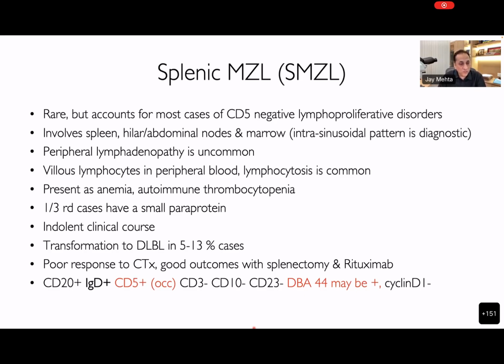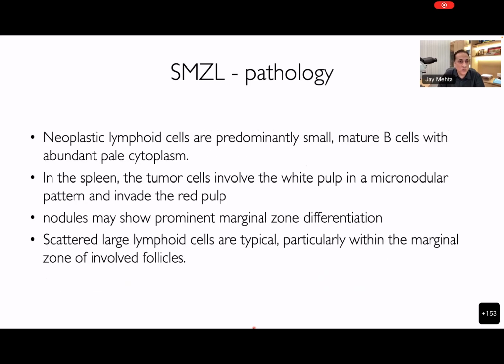The disease marks with CD20, IgD is positive. Very occasionally you can get CD5 positivity, but generally it's negative. It's negative for CD3, CD10, and CD23. Cyclin D1 is also negative. Another caveat here, DBA44, which is a hairy cell leukemia marker antigen, also sometimes can be expressed by splenic marginal zone lymphomas.